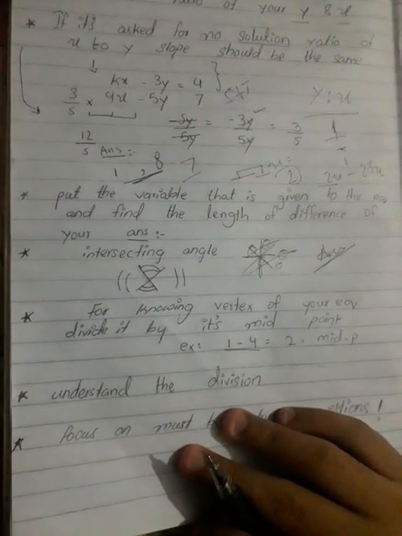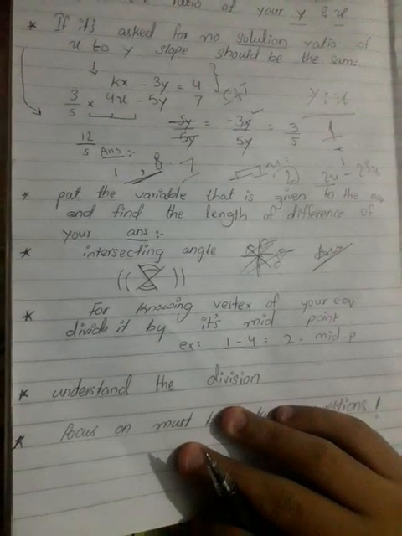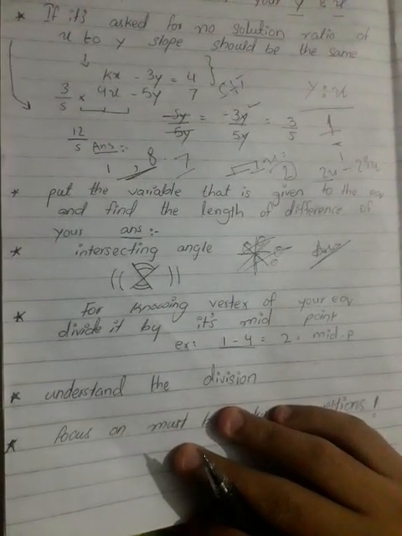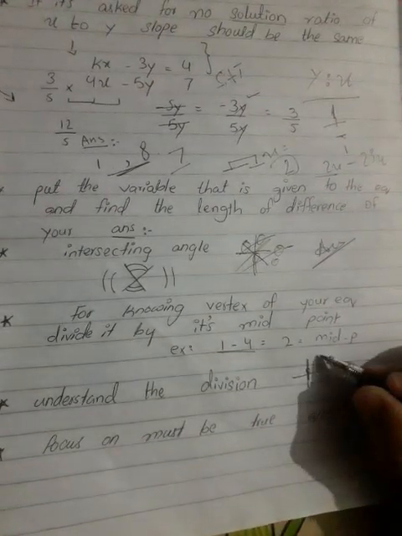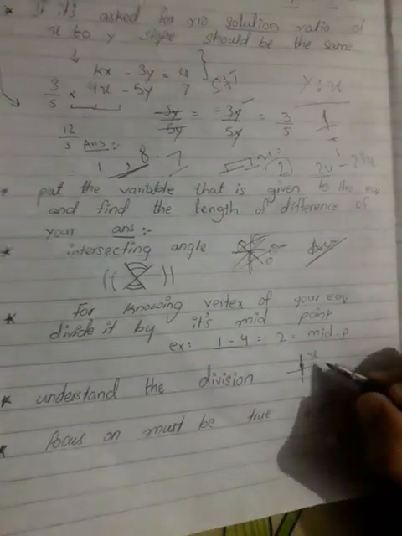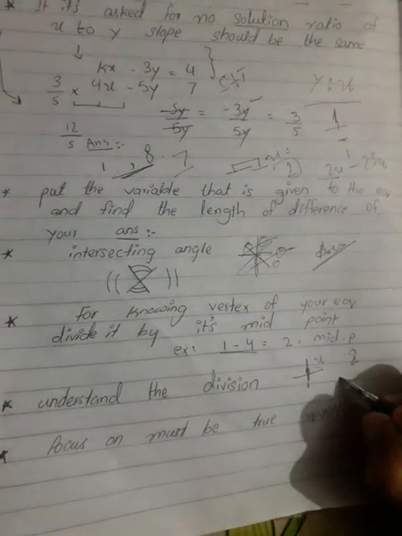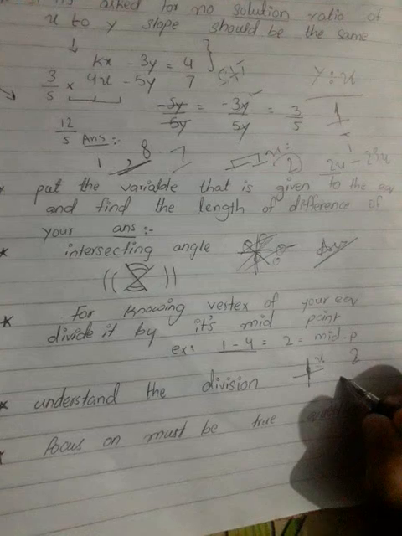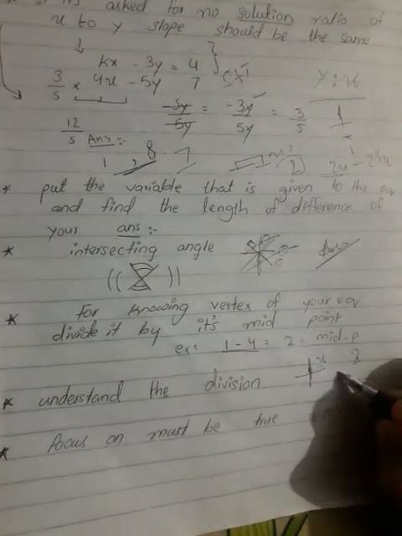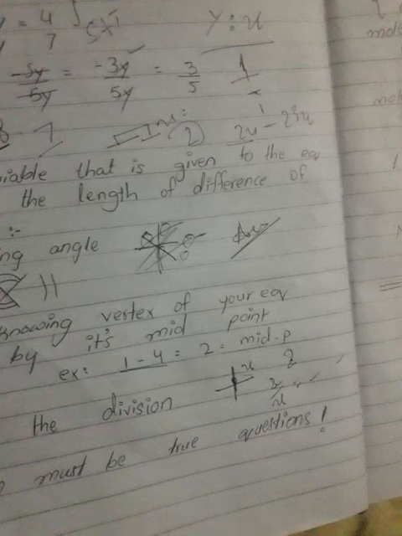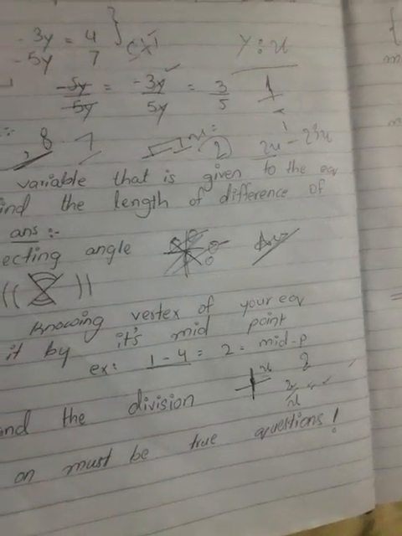The fourth tip is, for knowing the vertex of your equation, divide it by its midpoint. For example, I am drawing a graph here. The midpoint is, you can say, x. The initial value is 2. So if you have to divide it, the midpoint should be considered as the vertex, and 2 upon x gives you a particular value. That is how you can find a vertex in an equation.